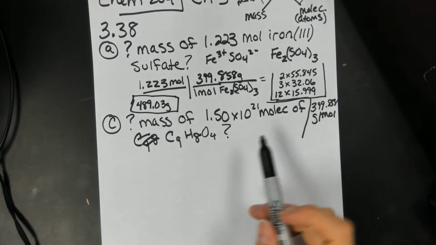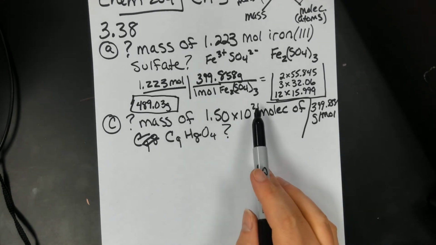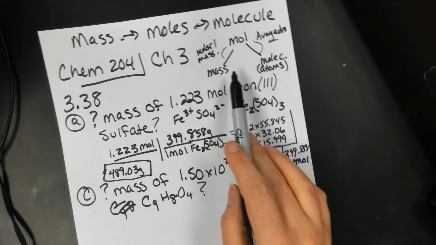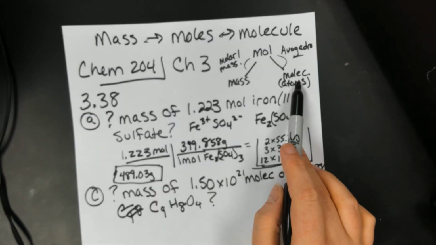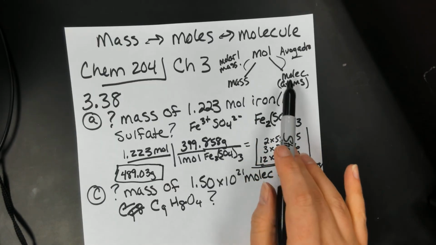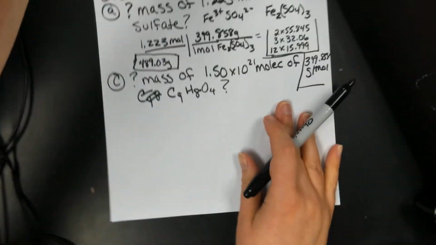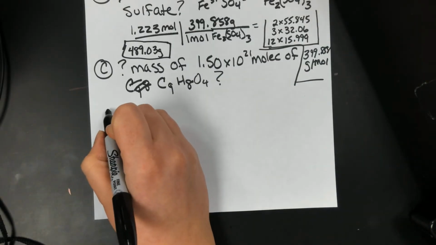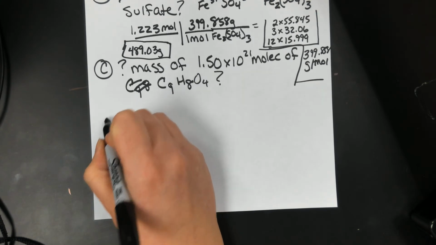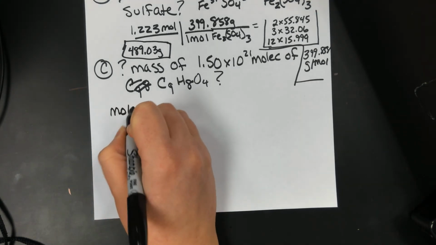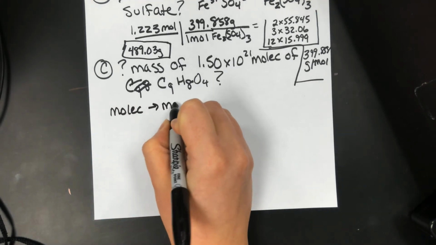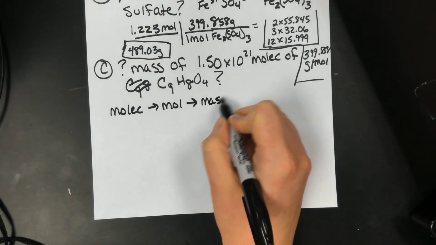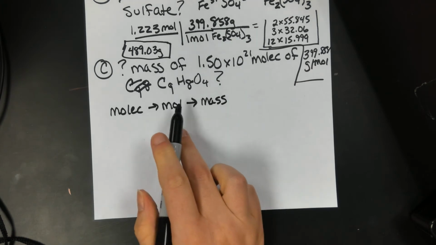So in this next problem, we have a mass and we're going to molecules. Ooh, that's a little problem there. We're going from mass to molecules, so we're going to have to convert to moles first, then to molecules. So let's take this down here, get a little zoom in. We know that we're going to have to go from molecules to mole, then to mass. Turn it into moles first.